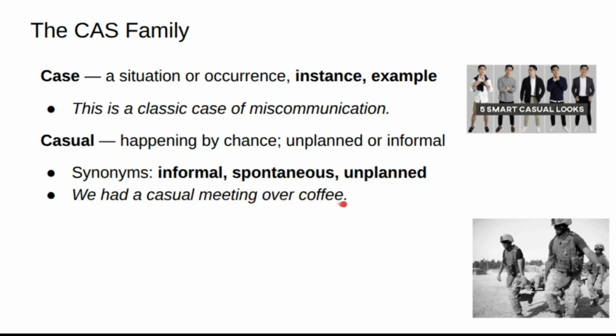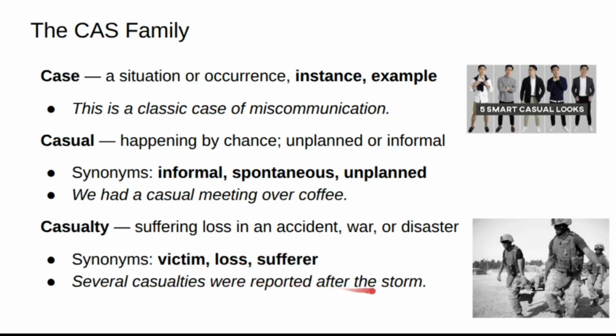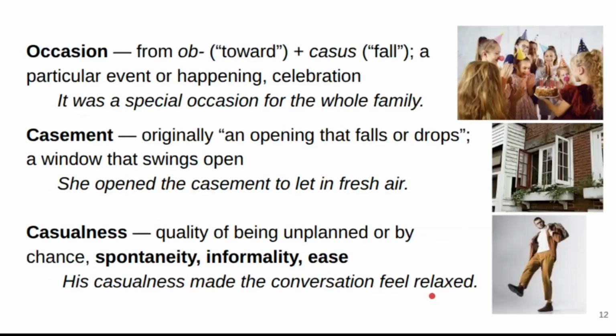From the same family comes casualty, which refers to someone or something that suffers in an accident, war, or disaster. Think victim, loss, or sufferer. Example: several casualties were reported after the storm. Occasion comes from obcadere, literally to fall toward, and refers to a particular event or happening. Synonyms include event, occurrence, or celebration. Example: it was a special occasion for the whole family.